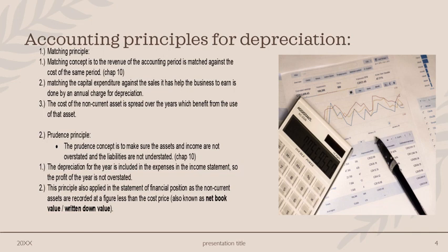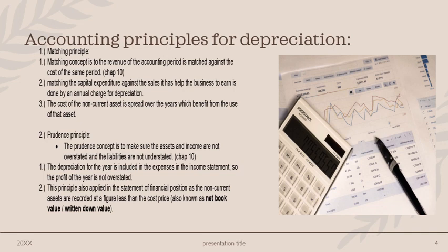So number two, matching the capital expenditure against the sales it has helped the business to earn is done by the annual charge of depreciation. So everything that you have sold out or disposed of from your non-current asset, you must deduct it, and the value will be reduced by the depreciation. So the cost of the non-current asset is spread over the years which benefit from the use of the asset. The cost will reduce by how many years you have already used it.